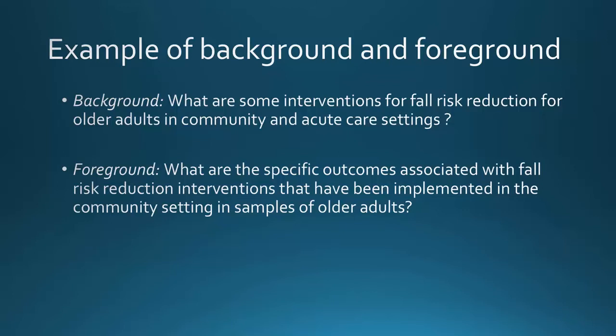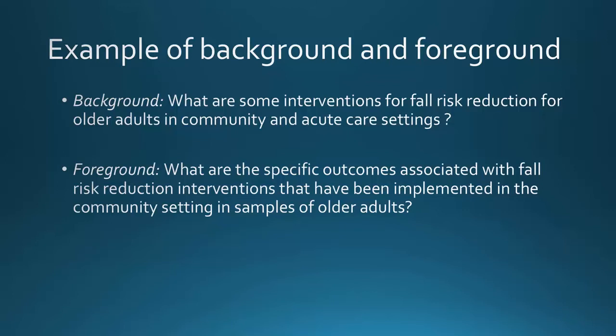So in the background, we might be saying, hey, what are some of these interventions for fall risk reduction in community-dwelling older adults? That's very broad. You could probably just do a quick search and find that. But a better question would be, what are the specific outcomes associated with fall risk reduction interventions that have been implemented in community settings of older adults? So it's much more specific.